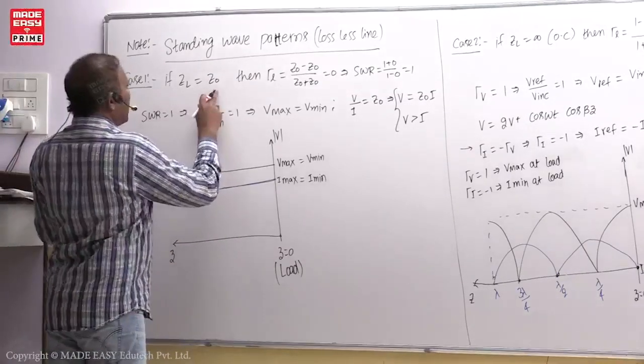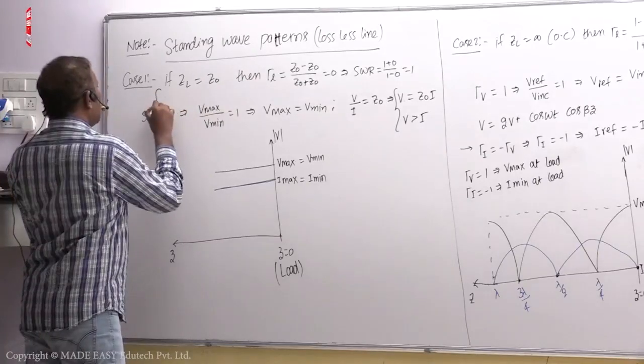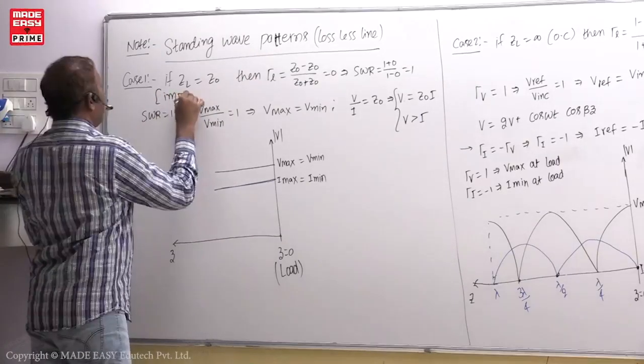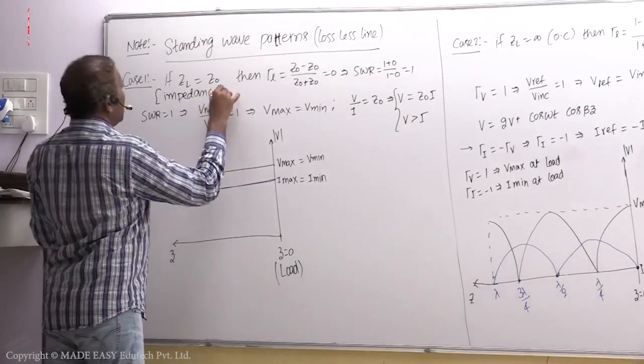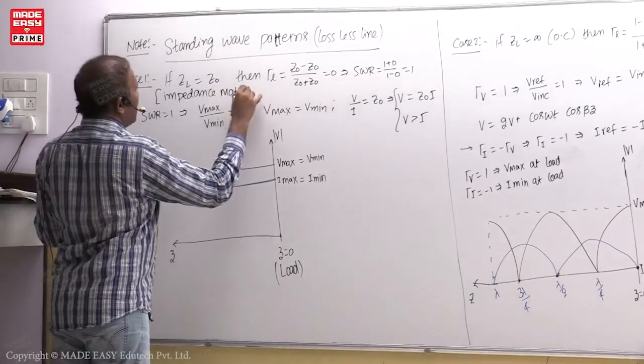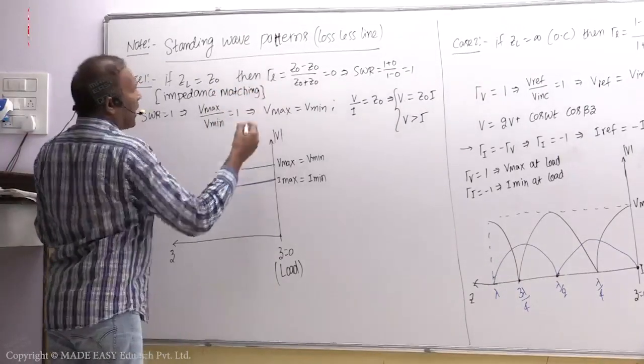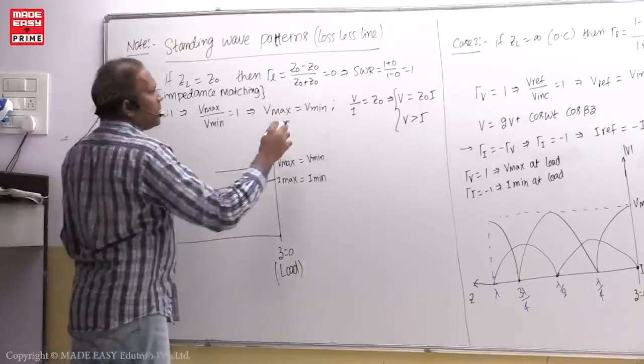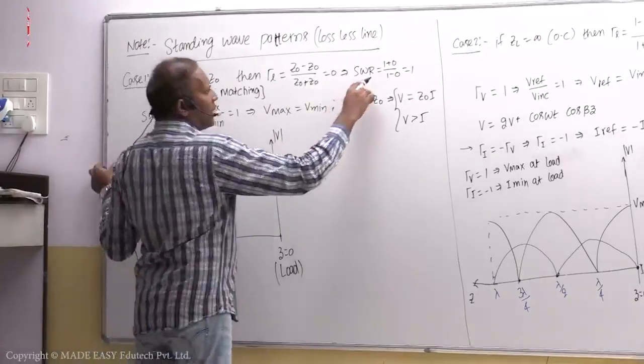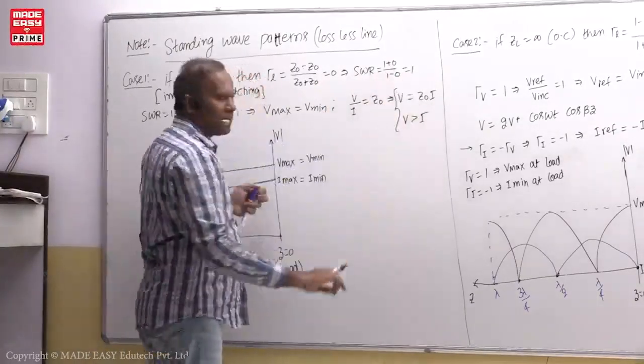If ZL is equal to Z0, that means impedance matching at load. Then gamma L is 0. So this gamma L is 0. Then SWR becomes (1 plus 0) by (1 minus 0), that is equal to 1.